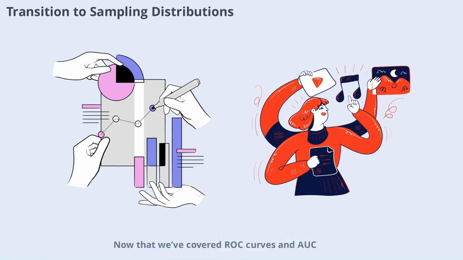Now that we've covered ROC curves and AUC, let's shift gears to another foundational concept in statistics, the distribution of the sample mean. This idea is crucial for understanding how sample averages behave and why statistical tests like the t-test work. We'll use a simple analogy to make this concept easy to grasp.